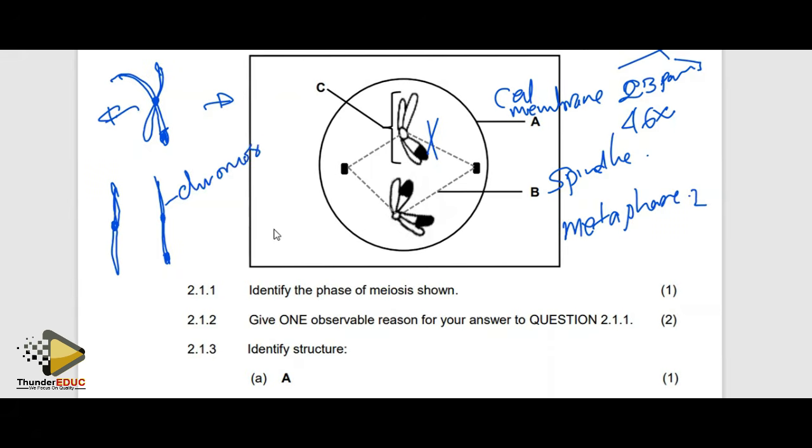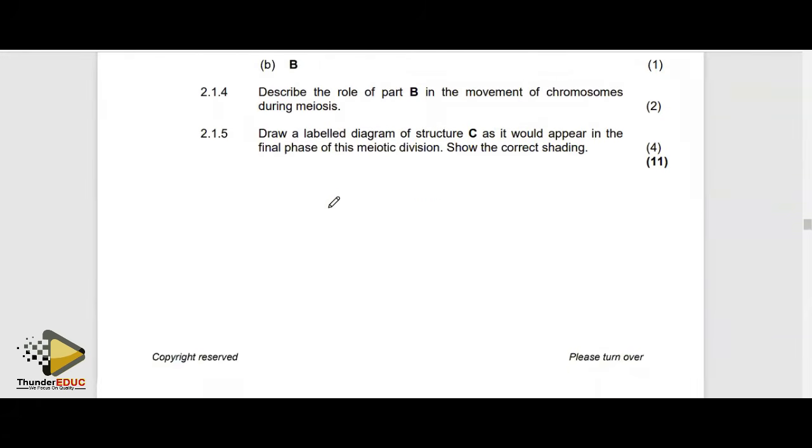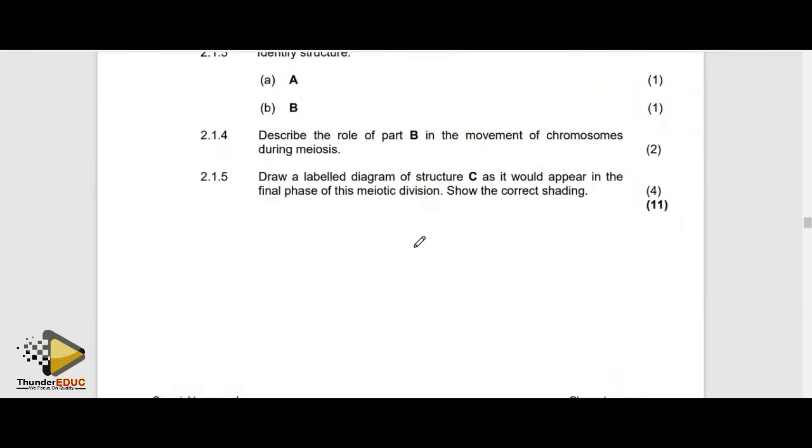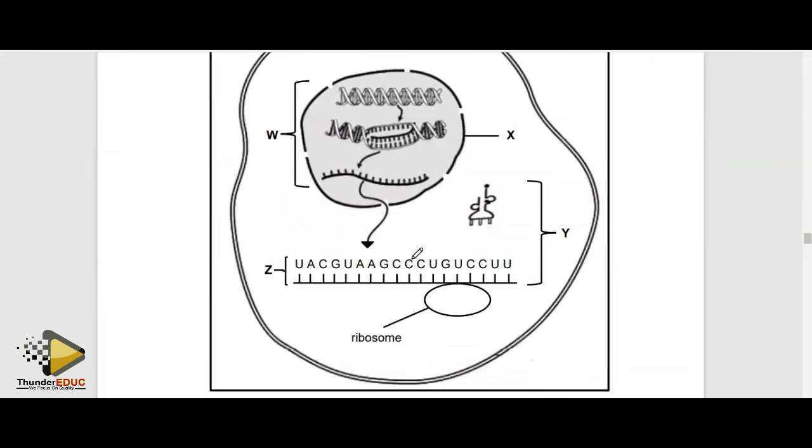But which chromosome is this? It is an unreplicated chromosome or single-stranded chromosome. Or we can call it daughter chromosomes. Whenever I ask you to draw, never ever draw anything without writing a title. You must always write a title or caption.